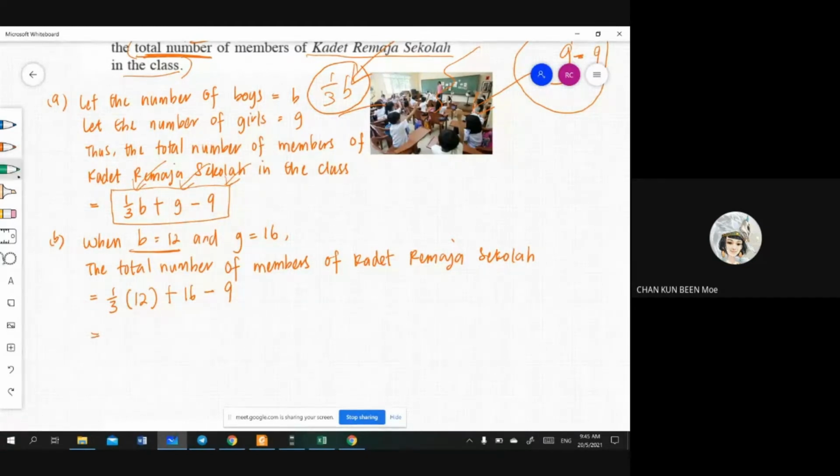So can we cancel 3 and 12? This number here, can we simplify these two? Yes, right. We use what? 3 times 1, 3, 3 times 2, 3 times 4. 4. Yeah, so it becomes 4 plus 16 minus 9.